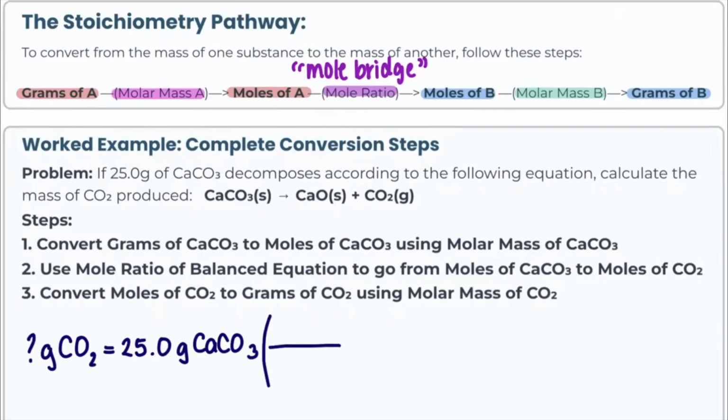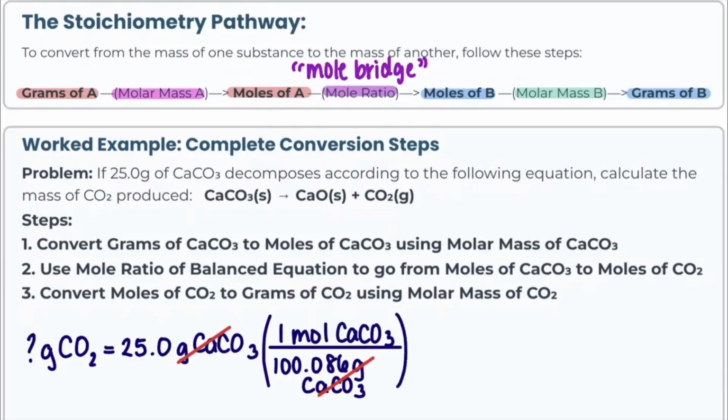So the first thing you want to do is convert from grams to moles by using the molar mass of calcium carbonate. Now, if you don't know how to find the molar mass, I highly recommend you check back on some of my last lessons on this to help you refresh your memory. When you plug it into your calculator, you should get about 100.086 grams of calcium carbonate per 1 mole of calcium carbonate. Now we place the grams at the bottom so that we can cancel with the grams of calcium carbonate that are given to us. So we're left with 1 mole of calcium carbonate at the top, right?